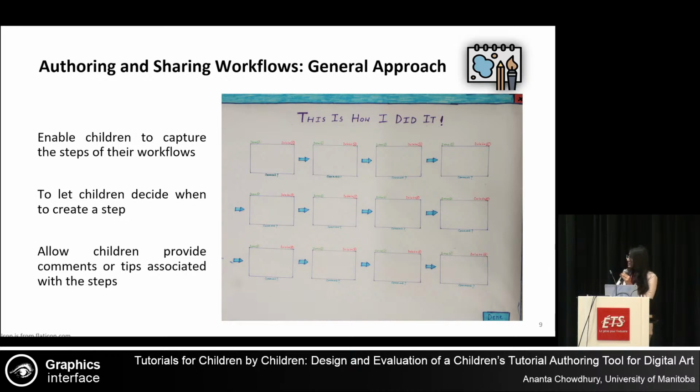So this was our general design direction, and based on this, we developed a low-fidelity prototype, which we used in a participatory design study. So in the participatory design sessions, we elicited feedback from the children about our design approach.